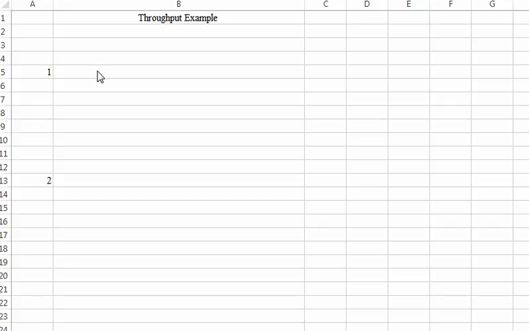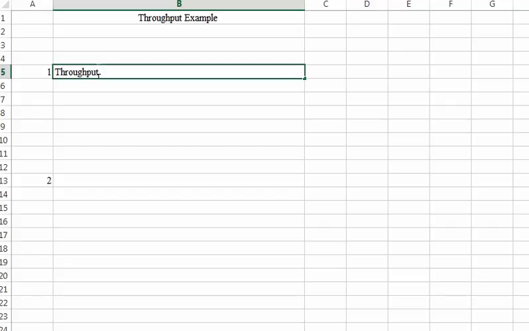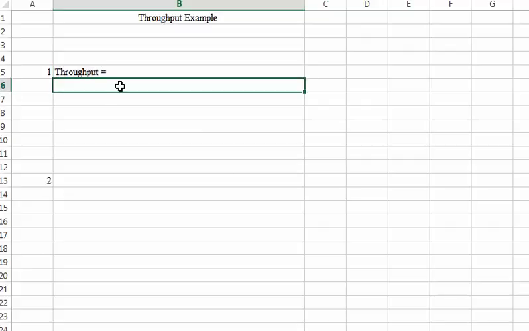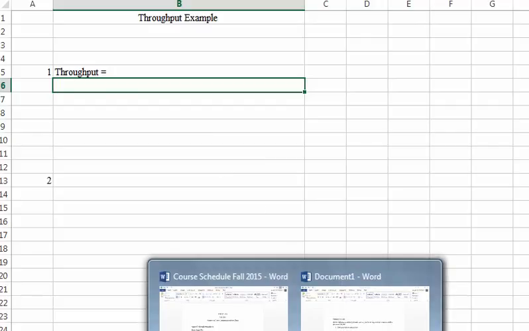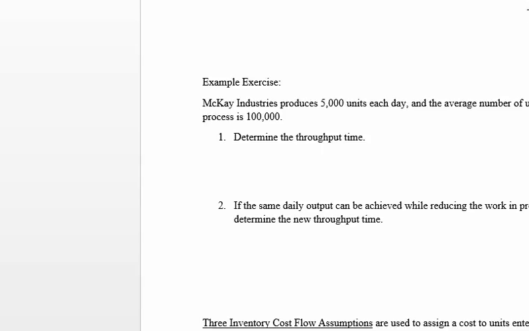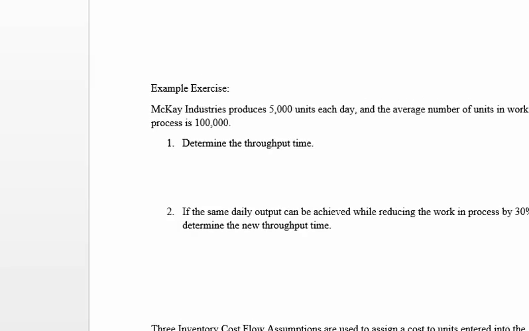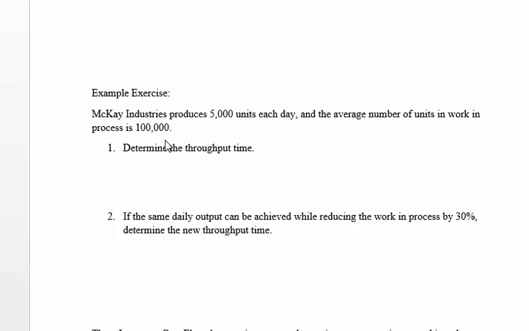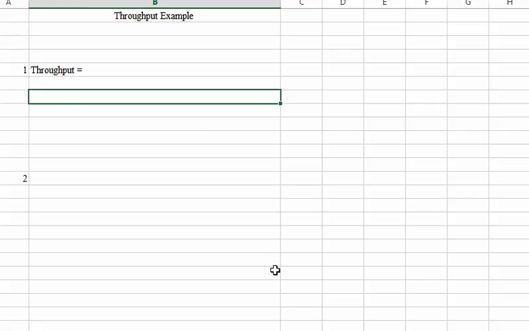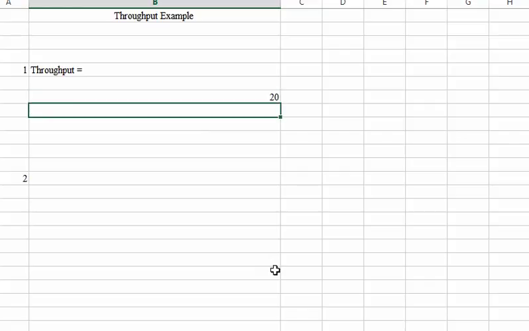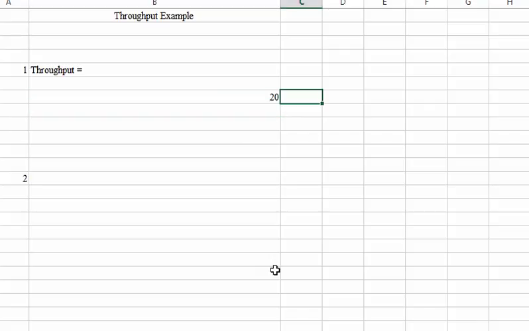Okay, if I want throughput equal to, I want to divide the average number of units in work in process, 100,000, by 5,000 units that they produce each day. So that's going to be equal to 100,000 average number of units in work in process divided by 5,000, the number of units produced each day. So what that tells us is it takes 20 days for one unit to make it through the factory.